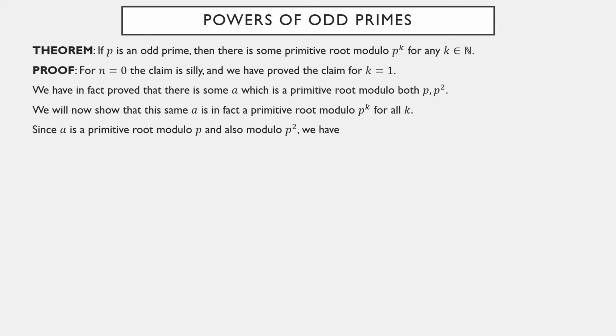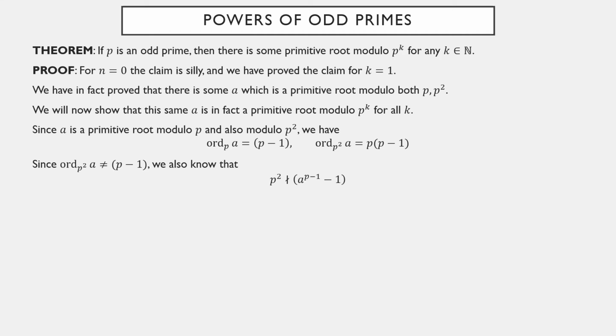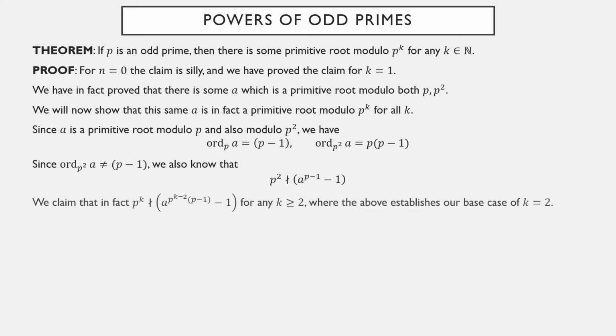a is a primitive root mod p and also p squared, so the order mod p is p minus 1, but the order mod p squared is p times (p minus 1). Since the order mod p squared of a was not just p minus 1, it was p times (p minus 1), we know that p squared is not a factor of a^(p-1) minus 1. If it were, then a^(p-1) would be equivalent to 1 modulo p squared. But the order of a mod p squared was much bigger than just this exponent p minus 1.